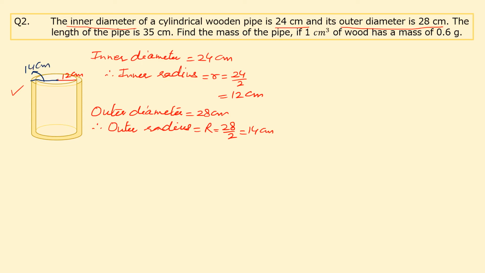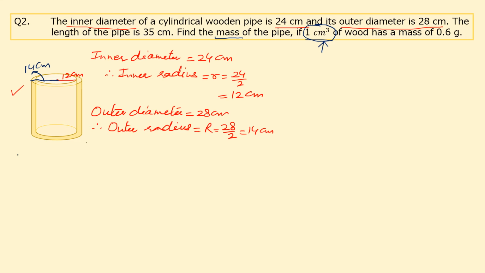Right. Now find the mass of the pipe. We have to find out the mass, if 1 centimeter cube of wood has a mass of 0.6 gram. Now they have written that 1 centimeter cube of wood. This denotes that we have to find out the volume, because centimeter cube, unit cube, whatever area we always find in square units, and volume we always find in cubic units. So we have to find out the volume. So if we have to find the volume of the pipe, we will subtract the inner volume from the outer volume of the cylinder.